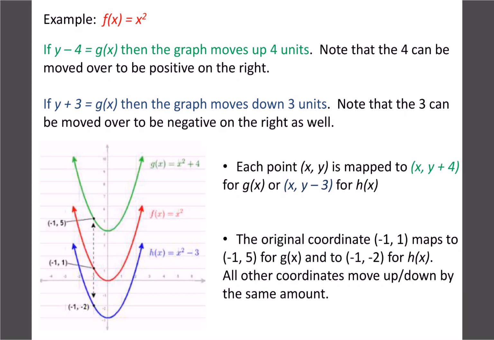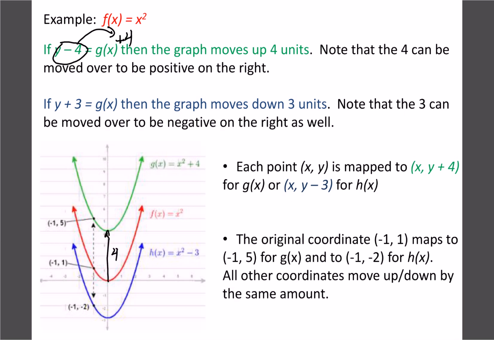So again, we'll go back to quadratics because that's what you're familiar with. You can see here, if we had y minus 4, the 4 is on the wrong side, so that would be plus 4 if we brought it over. Move it to the other side, it becomes plus 4. So we have 4 units up. And you can see in the bottom picture that's exactly what we've got. The original red graph has moved up 4 units.